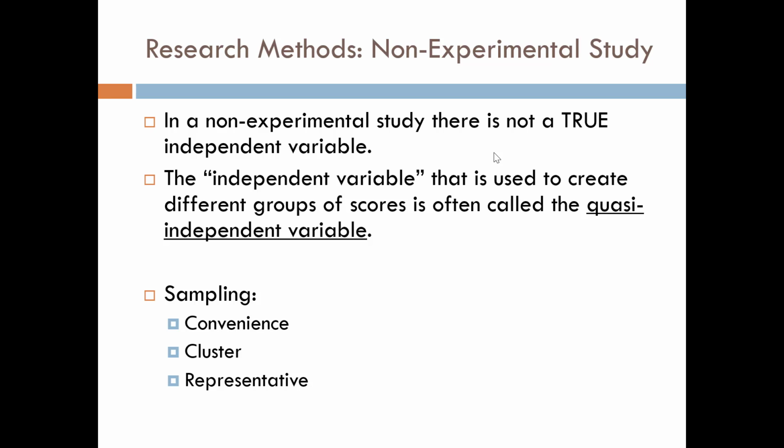We can also conduct non-experimental studies. There is not a true IV in a non-experimental study. The independent variable that is used to create different groups of scores is often called the quasi-independent variable. Often what you will see throughout this course is the usage of the IV being used to create groups of scores on certain variables. Sometimes researchers are interested in working with naturally occurring independent variables that cannot be manipulated.